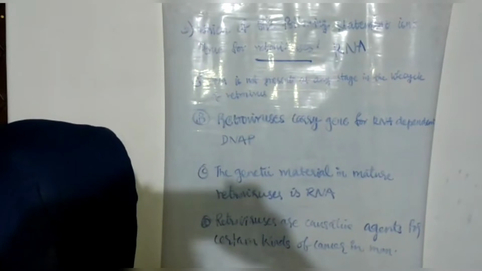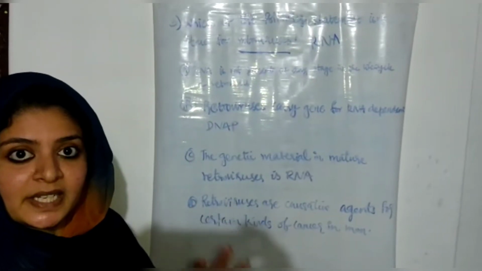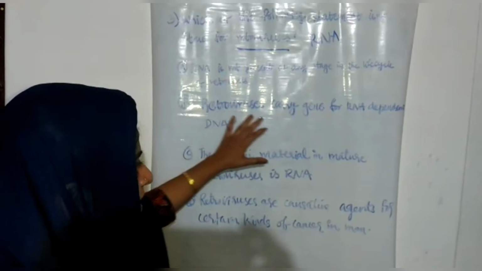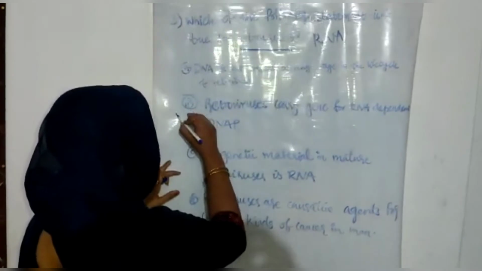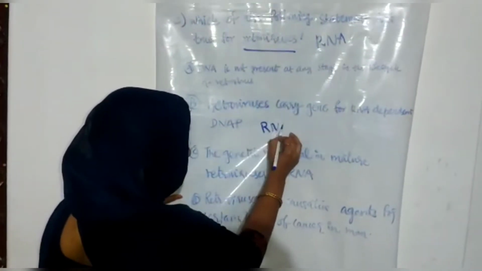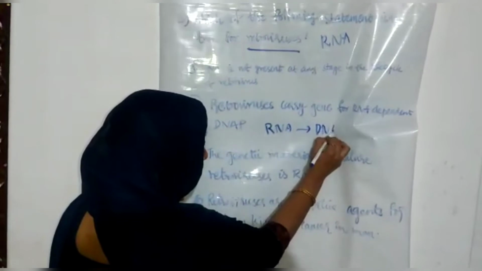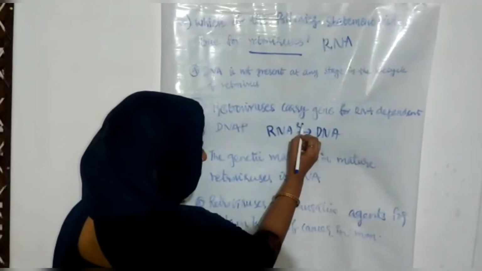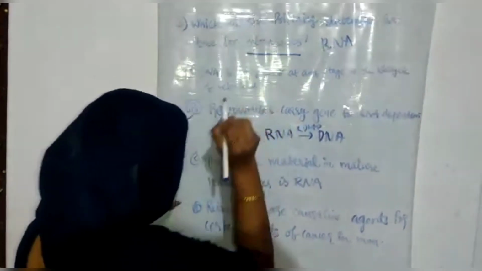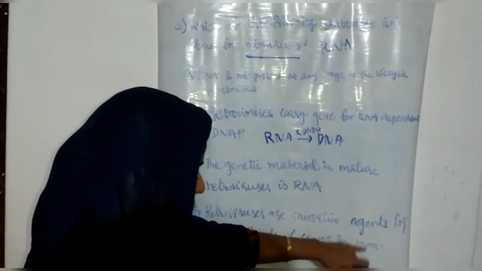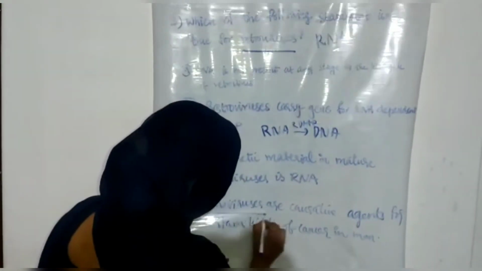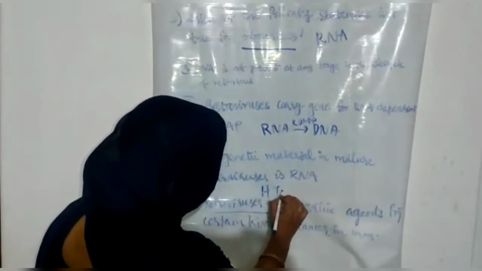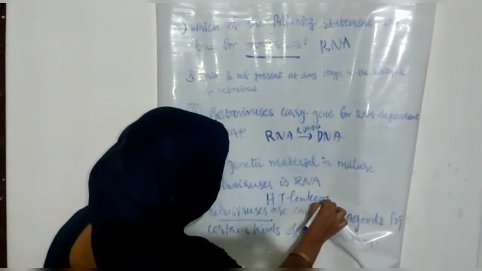So let's check the options. Which are the clear-cut correct answers? We can see that retroviruses carry gene for RNA-dependent DNA polymerase. Yes, that is correct, because it makes DNA from RNA in the host genome, and for that it requires RNA-dependent DNA polymerase. And retroviruses are causative agents for certain kinds of cancer in man. That is also correct, because retroviruses cause diseases like human T-cell leukemia. So that is also true.